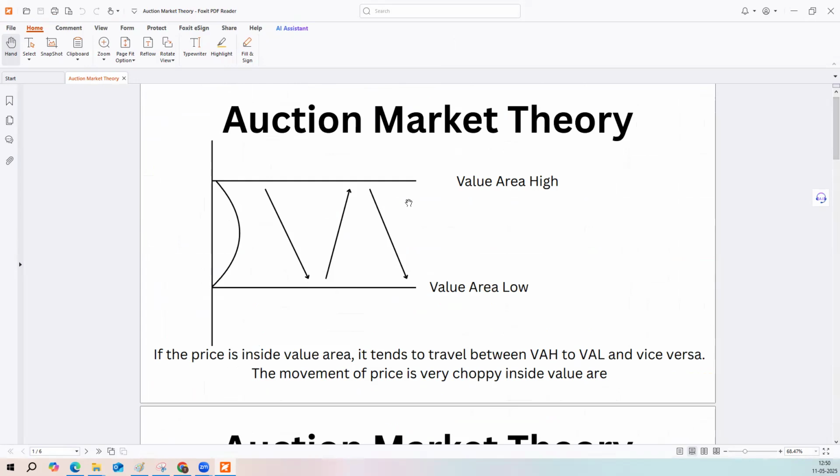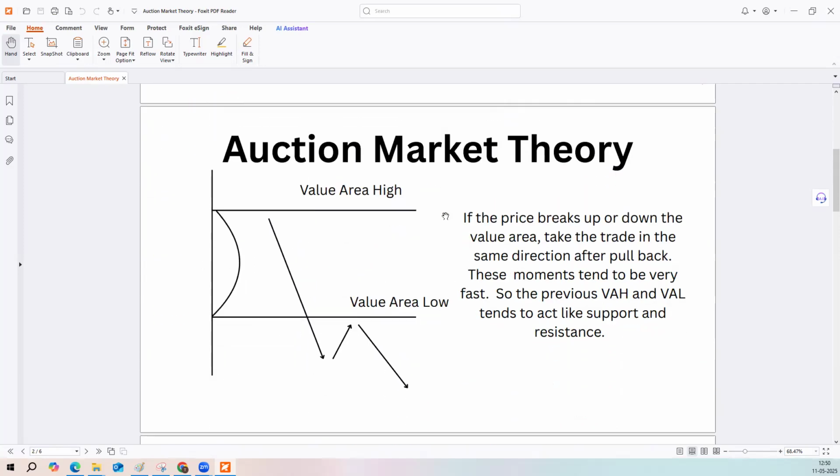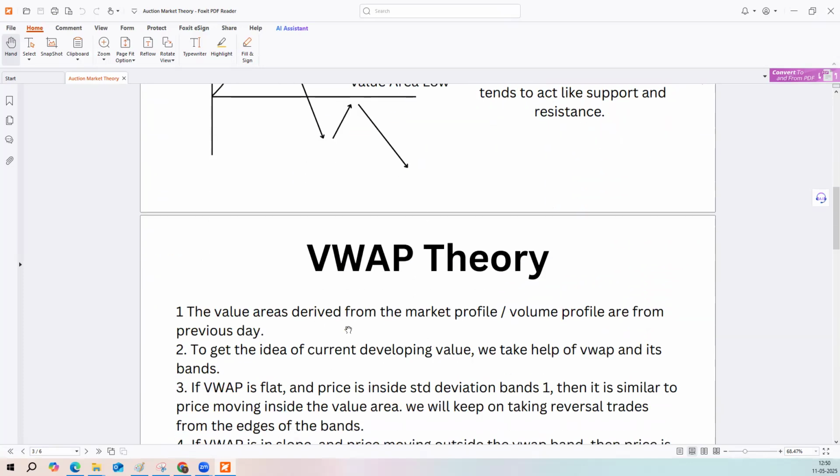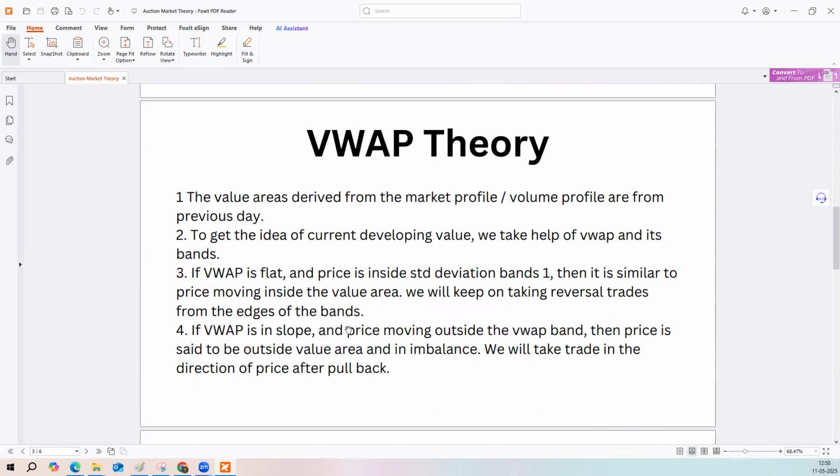so auction market theory says when the market is inside a value area, it keeps on traveling from value area high to low and then low to high. However, if market breaks down or breaks out, then we take the trades in the same direction based on the pullback. Now, what is VWAP theory? So basically, market profile tells you about the value area from the previous day, but market can today again make new values. Okay, so we can track the today's value with the help of VWAP.